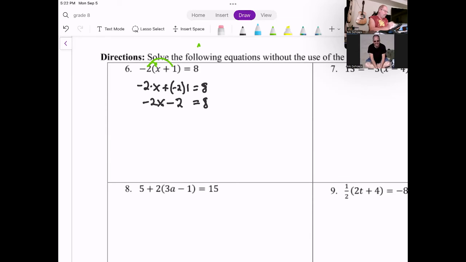I'm going to undo the -2 by adding 2. And then I'll have -2x equals 10. I'm going to undo the -2 times x by dividing by -2 on both sides.